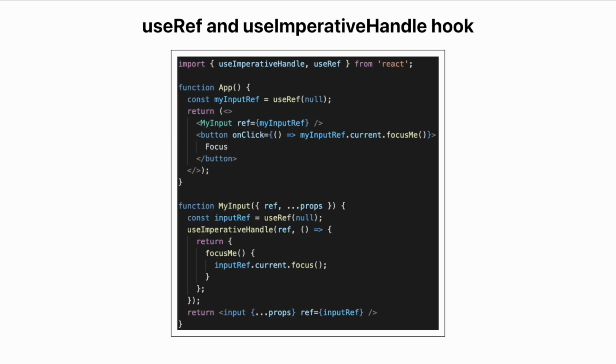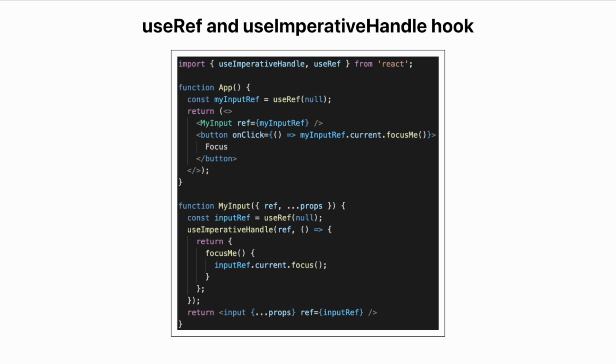Another hook is useImperativeHandle that lets us customize the handle exposed as a ref. Here, my input ref is created in the app component and passed as a ref prop to my input component. Now, my input component uses useImperativeHandle to convert the ref object to a custom one. Now, the parent app component can use this customized ref.